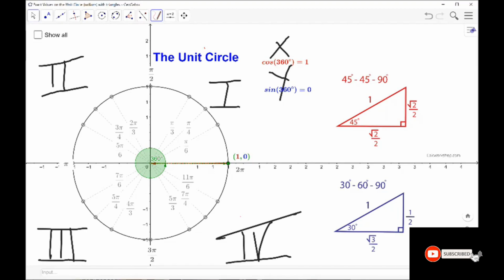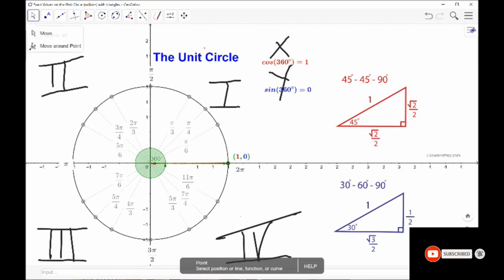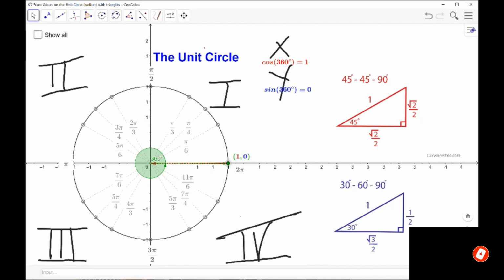Okay, so let's start. If we look at where we start, we're at the point (1, 0). And that's where cosine is, where the 0 is the base, or 360. So if we take a look, cosine is your x. So cosine of 0 is 1, sine of 0 is 0. So that's your x and y coordinates. Now let's move it around.